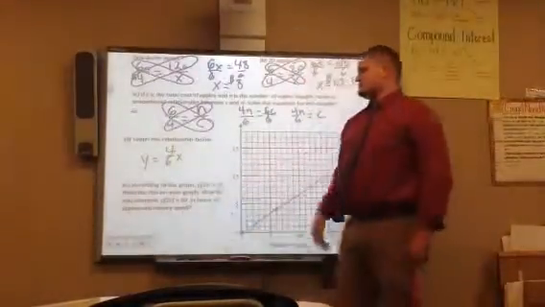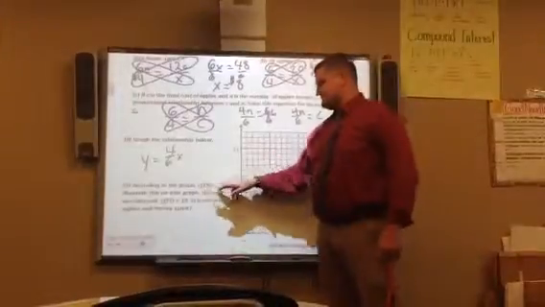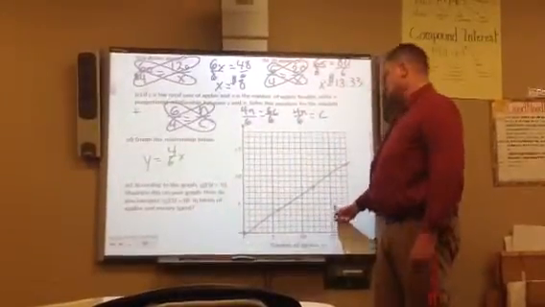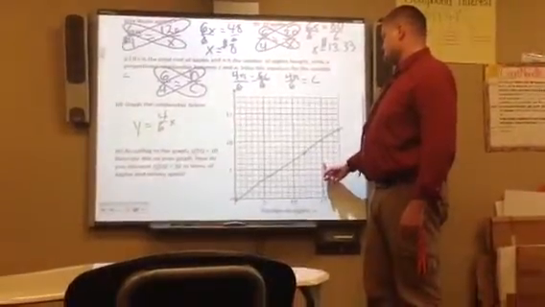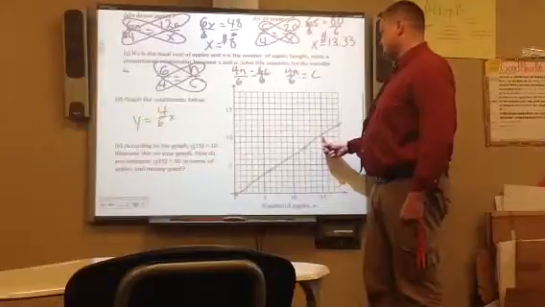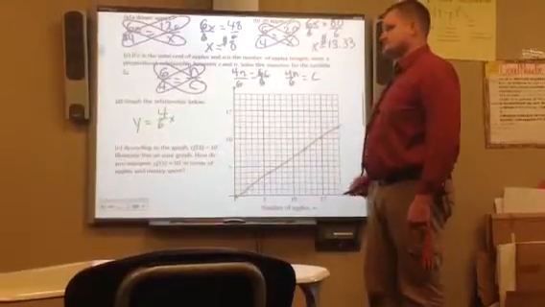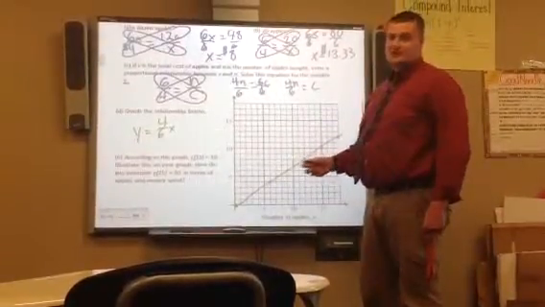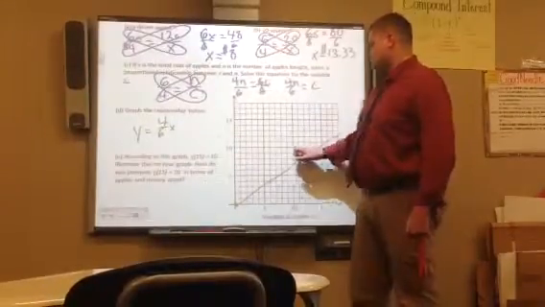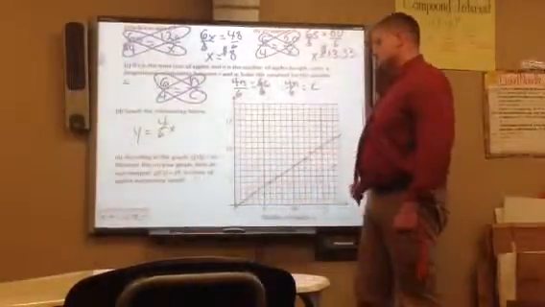And then lastly, it says, according to our graph, C of 15 equals 10. So if we look, C of 15 equals 10. Okay, so my line's a little crooked. C of 15 equals 10. What does that mean in terms of apples and money? That's saying 15 apples would cost $10.